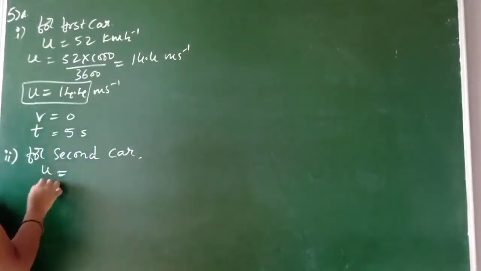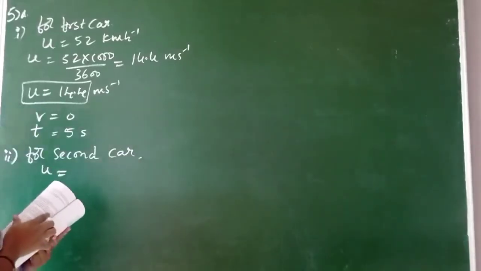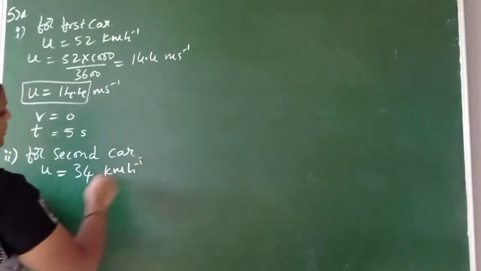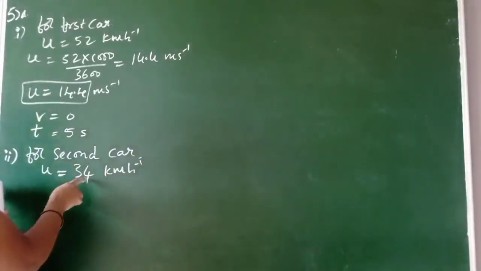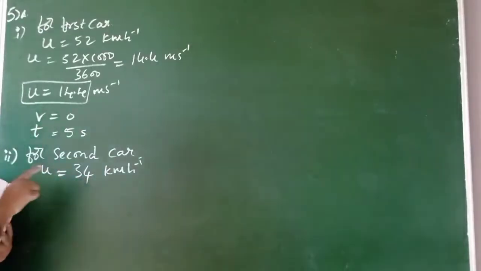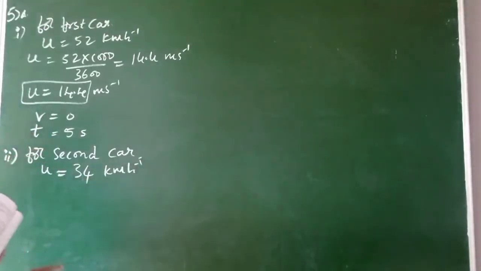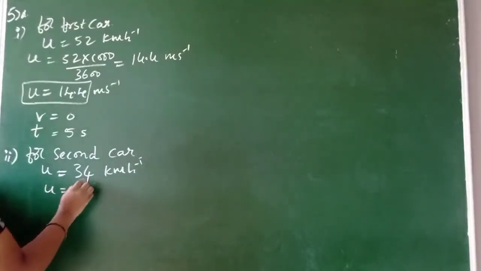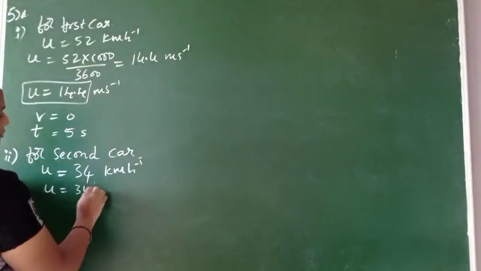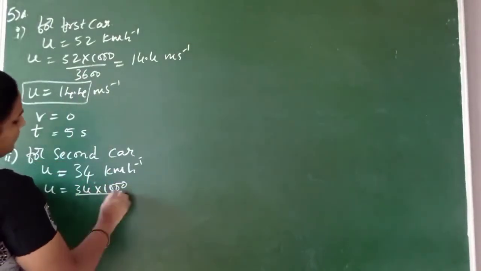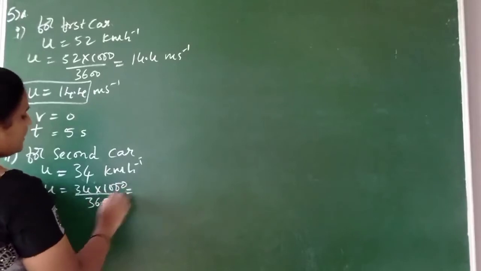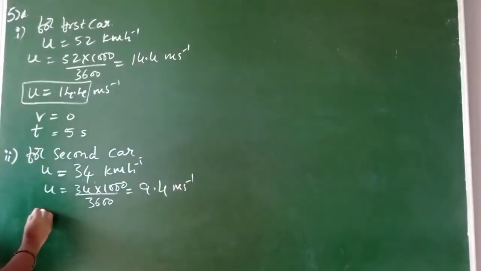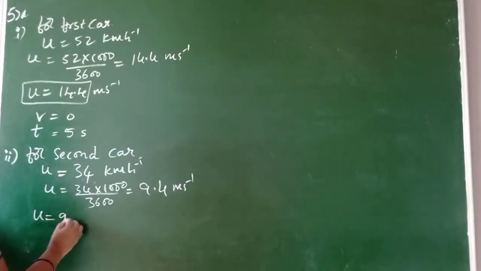His initial velocity is how much? That is 34. See, children, it's a print mistake. Make a correction in your textbook. In the textbook, we got a 3, so make it a correction. It is actually 34. Okay, then do the same: convert it to seconds, 34 into 1000 divided by 3600, which is found to be nearly 9.4 meter per second. This is the initial speed.